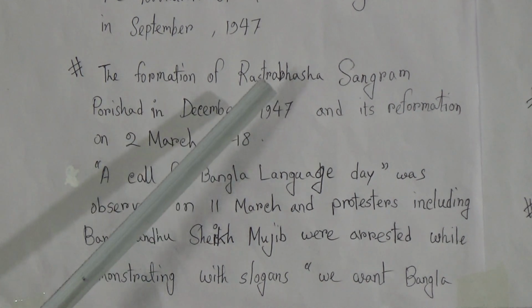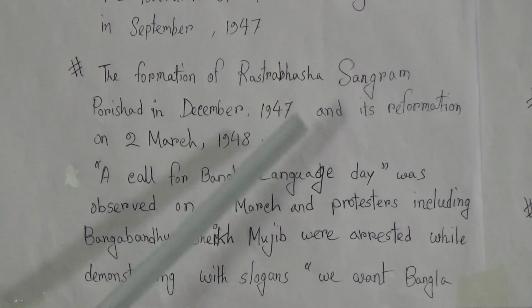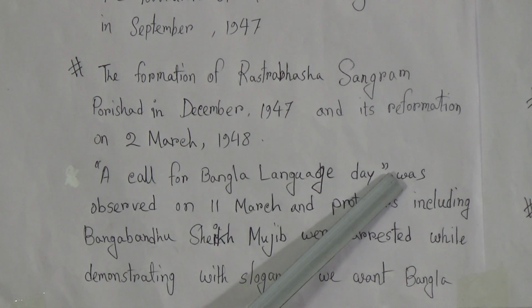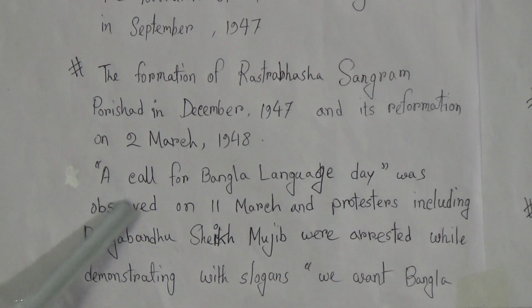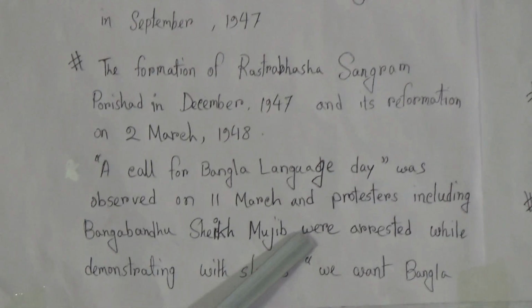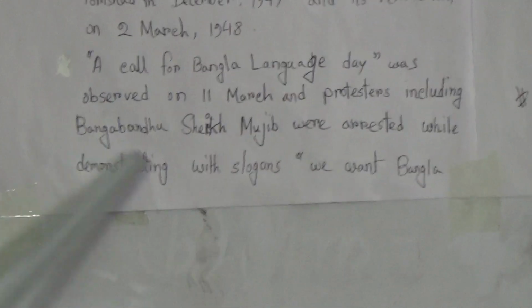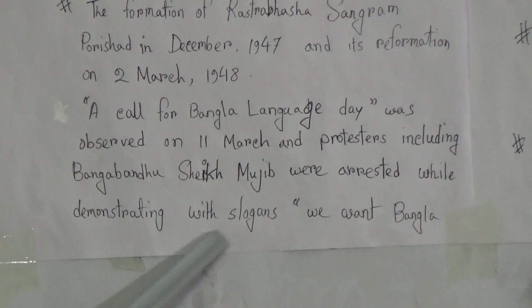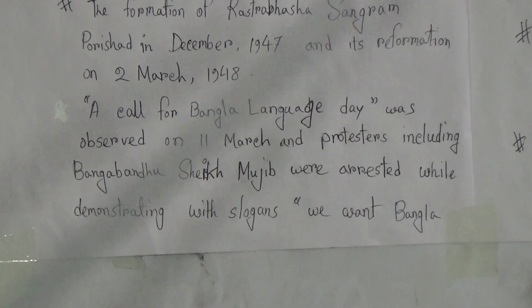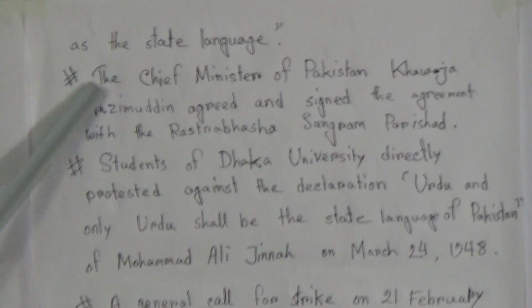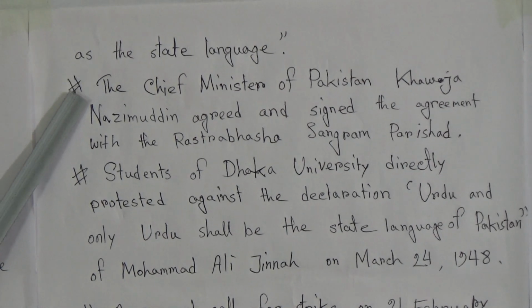Then in 1948, Rashtrabhasha Sangram Parishad was reformed again. Then a call for Bangla Language Day was observed on 11 March, and protesters including Bangabandhu Sheikh Mujib were arrested while demonstrating with slogans, "We want Bangla as the state language." So these events you can include.